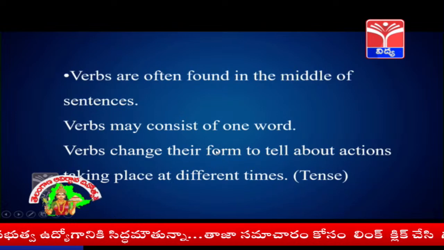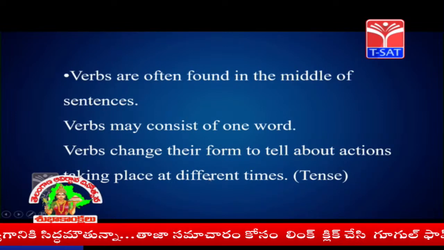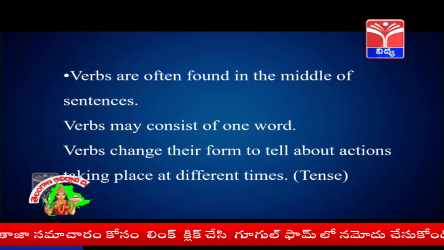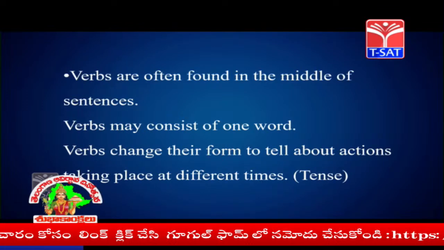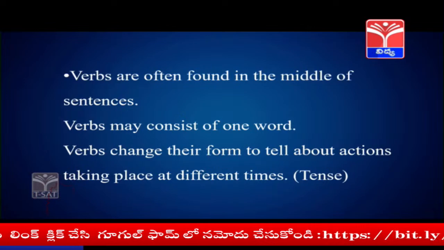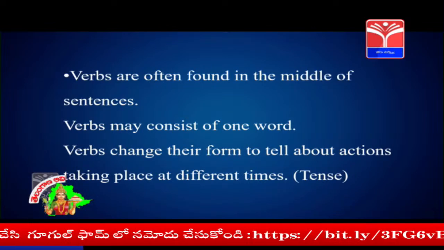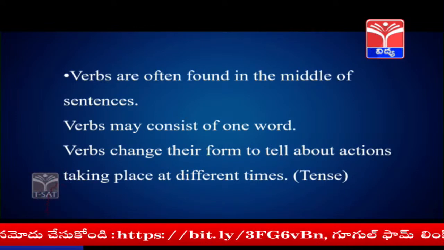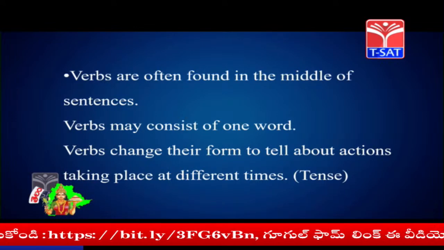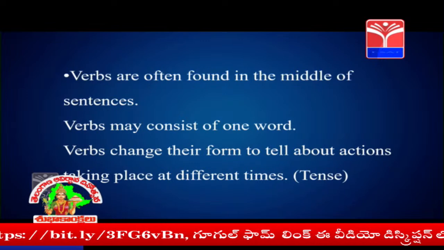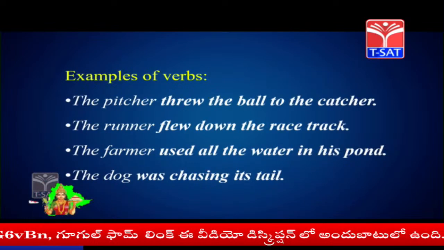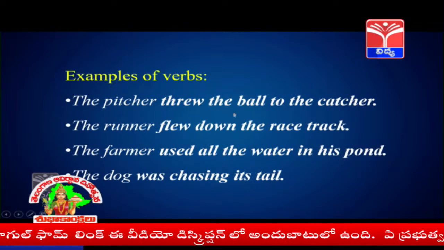Verbs may consist of one word. Verbs can change their form to tell about actions taking place at different times. That's what we call tense. A verb with reference to the time the action took place is called tense. In the coming session, we are going to do tense in detail. See here some of the examples, right?